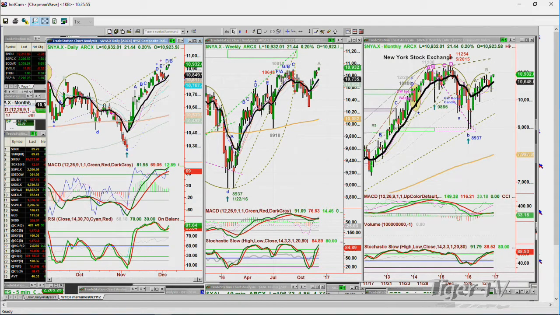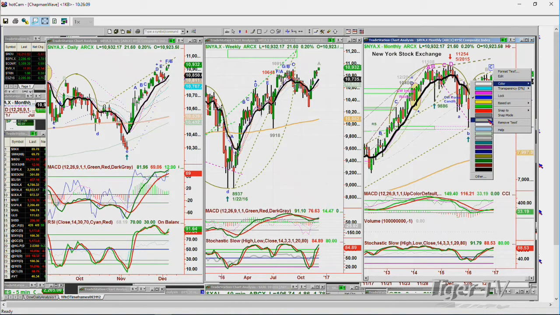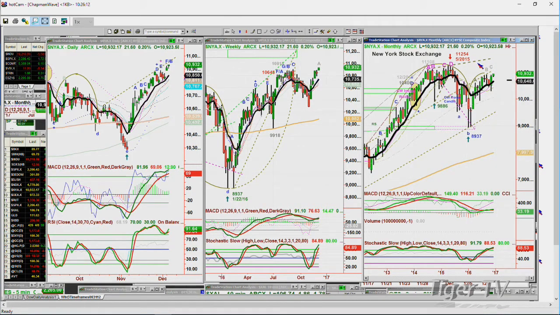Isn't this interesting that the New York Stock Exchange 2,000 stocks is trying to show us that it's making right now a leg C finally, but it's a gray C in the monthly chart. I'm going to be talking about this tonight. I'm going to be talking about what's the difference between blue and gray in my work.